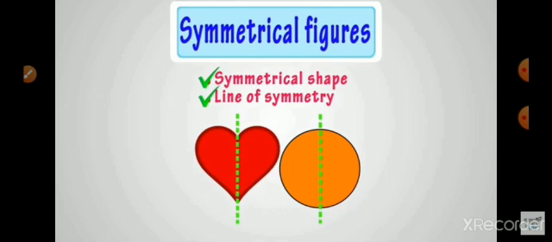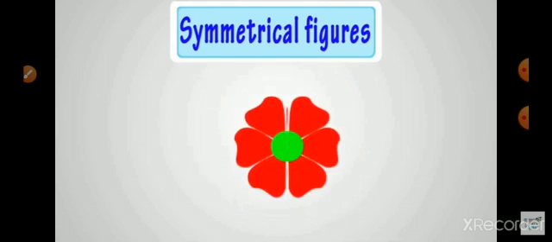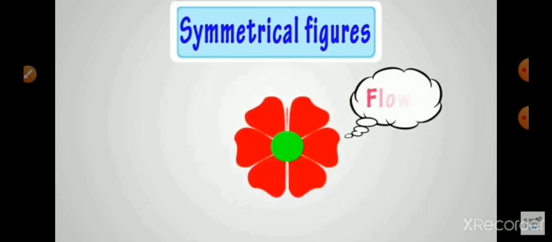So these two shapes are symmetrical shapes. If we fold one shape from one side, it will completely cover the other half. That is symmetrical.